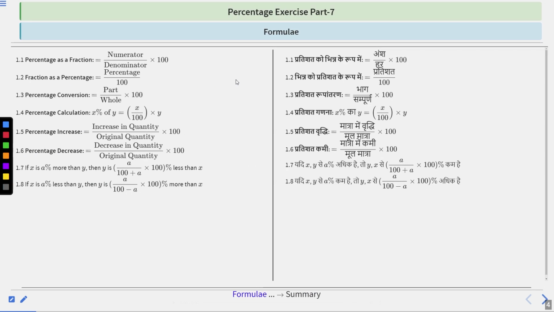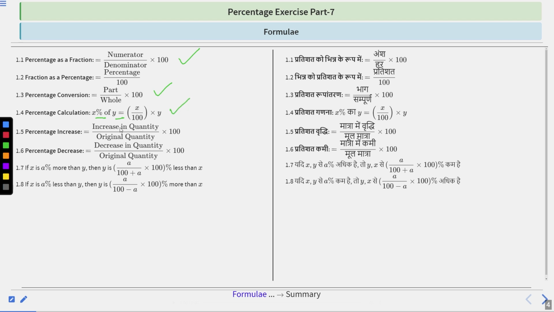Now first we see some formulas. The first formula is percentage as a fraction. Numerator upon denominator multiplied by 100 gives the percentage value. In the same way, if we have the percentage value, then percentage value divided by 100 gives the fraction. Again, percentage conversion: part upon whole multiplied by 100 gives the percentage value. Same for percentage calculation: if it is given x percent of y, we write it as x upon 100 multiplied by y.